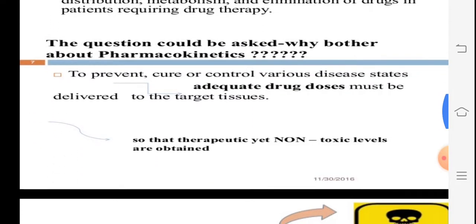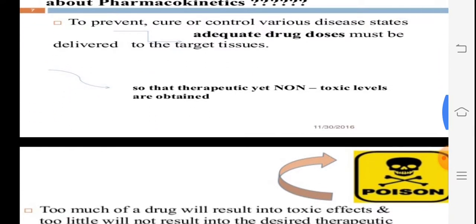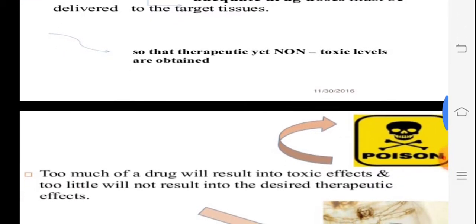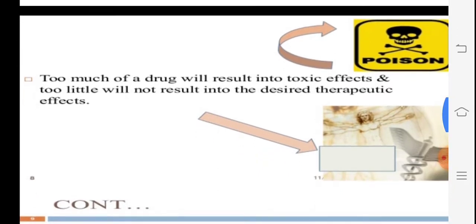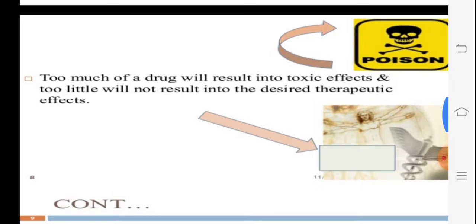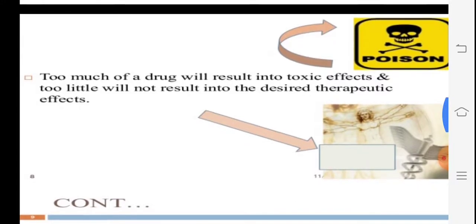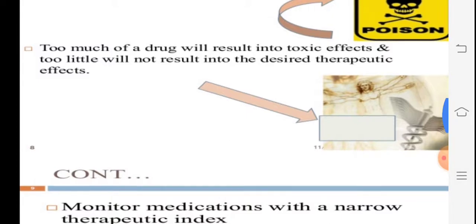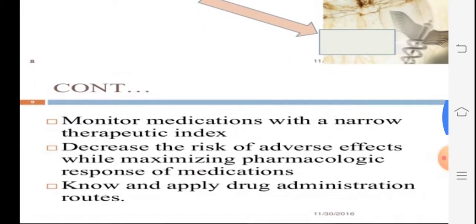Then adequate drug doses are important, at therapeutic and non-toxic levels. Suppose too much drug will result in a toxic effect, and too little will not show the result. So therefore it is also important. It cannot act as a poison, it should have the desired or wanted action or effect.